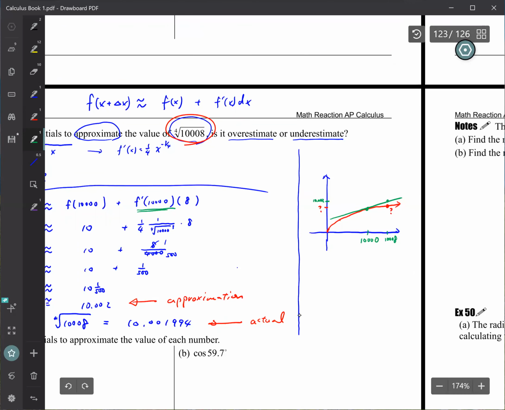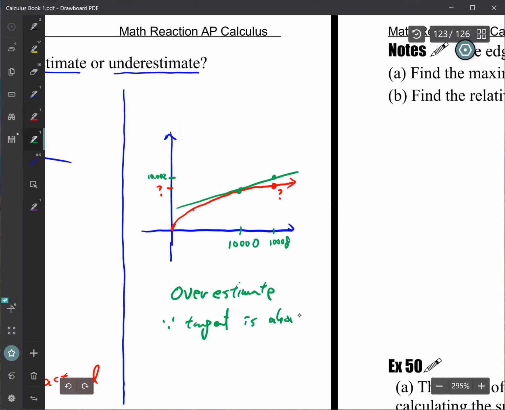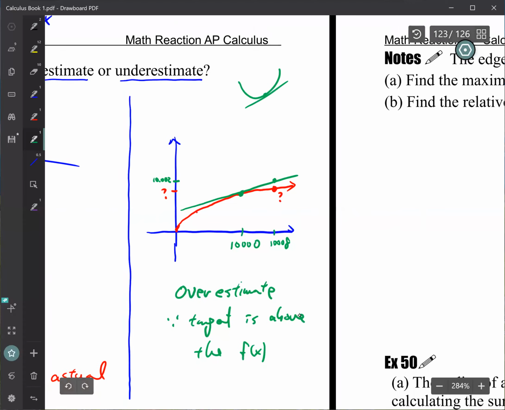So you can tell without doing any estimation just by looking at where the tangent line is. If the tangent line is above the graph, you know already it's going to be an overestimate. So you can write that down: overestimate, because the tangent is above the function. If the graph looks like this and the tangent line is down here, then it will be an underestimate, without doing any estimation. So it could be either above or below.